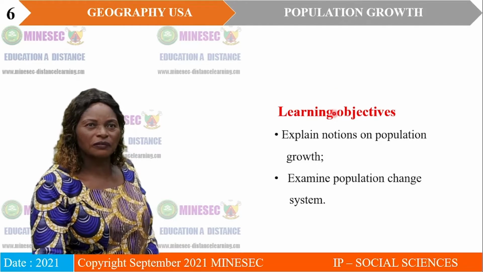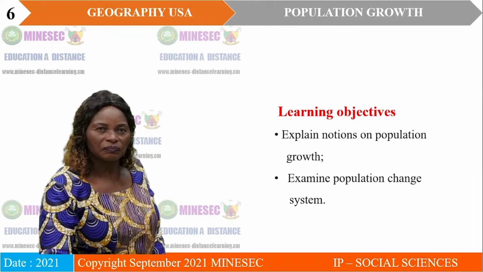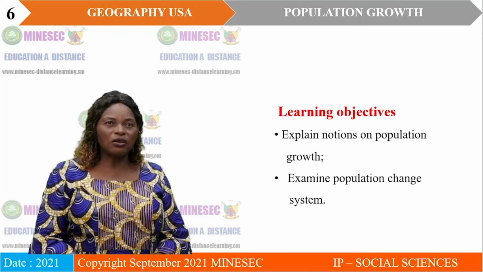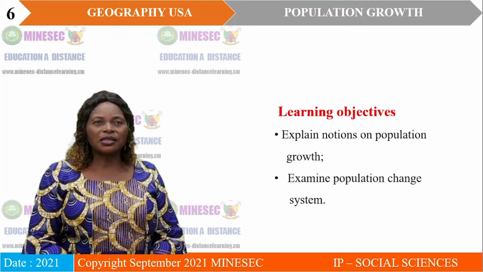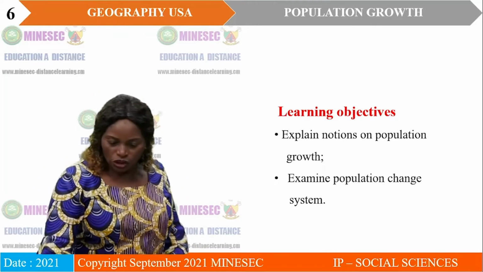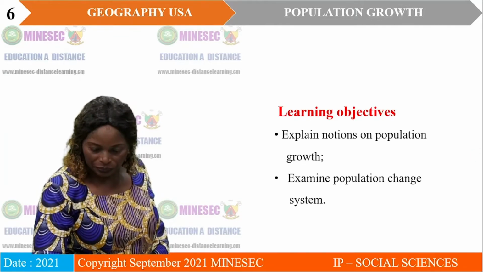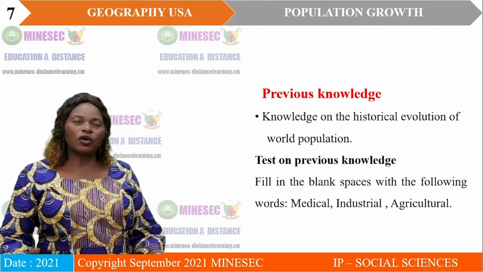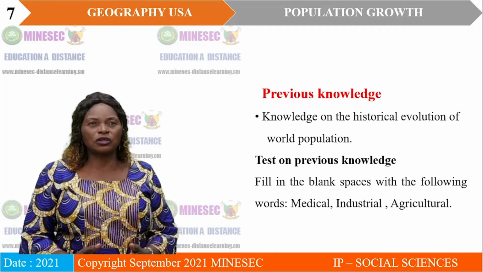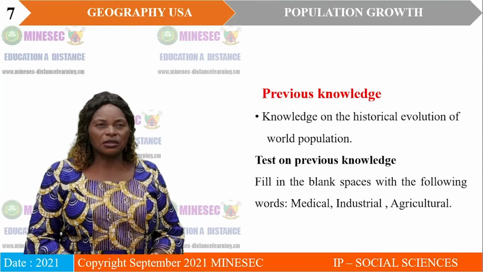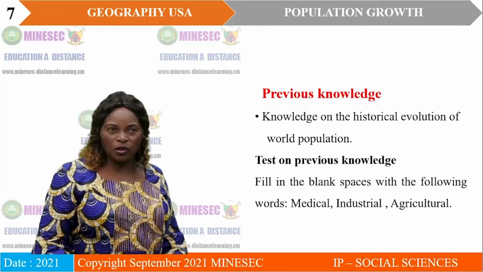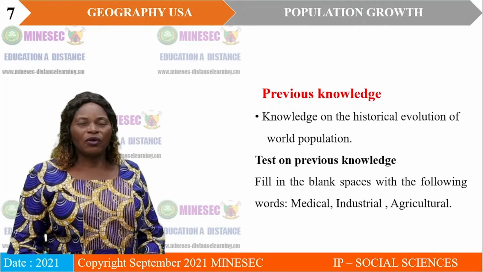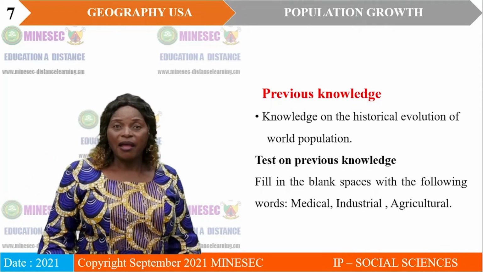For the learning objectives, at the end of the lesson, learners should explain notions on population growth and examine population change system. For the previous knowledge, learners already have knowledge on the historical evolution of the world population. And we are going to have a test on the previous knowledge to find out if the lesson that was taught last time was well understood by everybody.